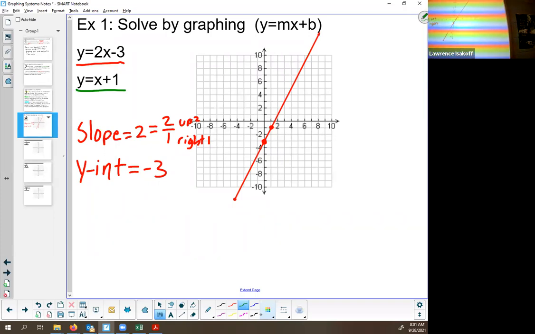So for the second equation, y equals x plus 1. What's the slope of the second equation? I know what you're saying when you say x. Technically, the slope's 1. Thank you for getting that. The slope is 1.